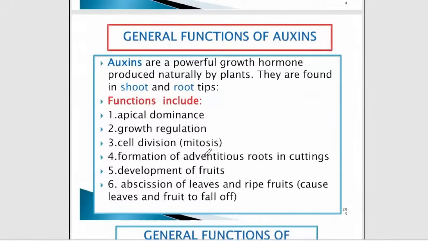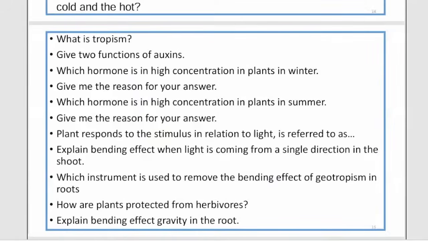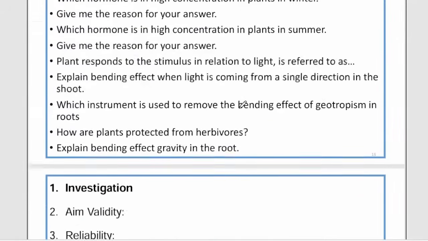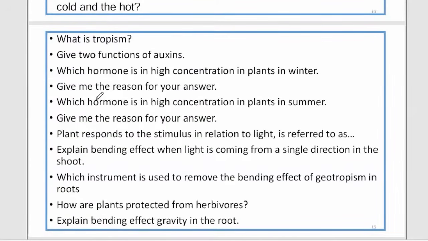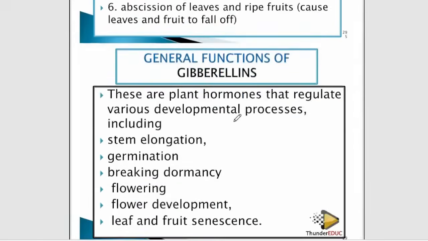Regulation of growth, cell division. So these are things which I cannot even change, even if it is me. It's your responsibility to make sure that you memorize this by heart. Okay, they're saying give me a reason: which hormone is in high concentration in winter? That is gibberellin. Give a reason for your answer because it brings about wilting, shedding of the leaves. So basically, what are the functions of gibberellin? That's what they are talking about.